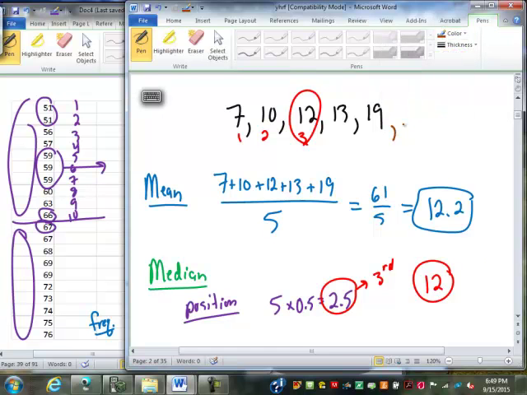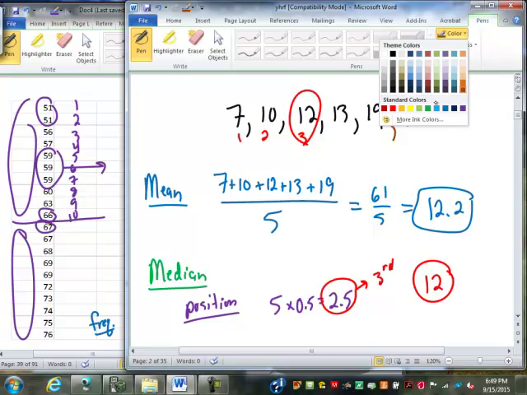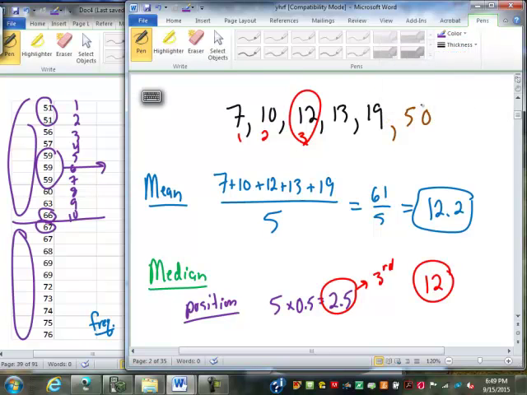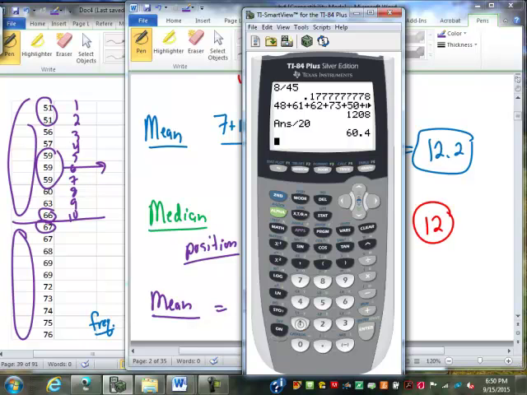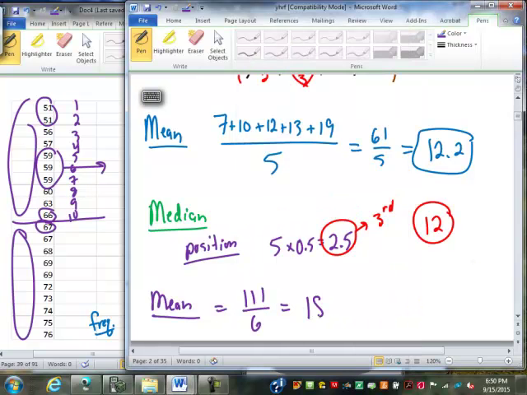What if I add 1 data point to this? 50. Now the mean is going to be, well, adding 50 to that is going to be 111 divided by 6. 18.5.